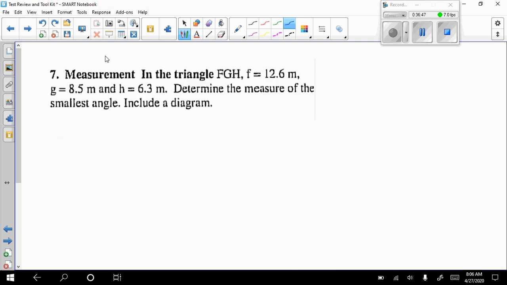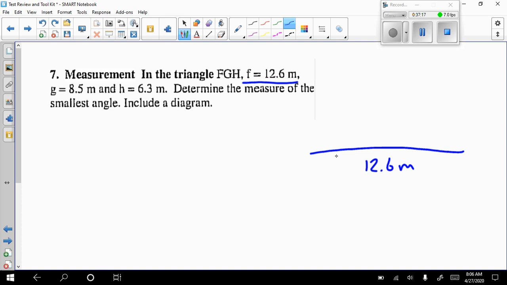It says, if you're given a triangle FGH with sides, little f, little g, and little h, determine the measure of the smallest angle. Include a diagram. Okay, so this is an interesting one where, again, you've got to draw the triangle. So I can see right away that this f is the longest one. So I like drawing it. I'll draw it along the bottom. So there's the 12.6 meters. The other two sides are shorter. And so clearly, look at this.